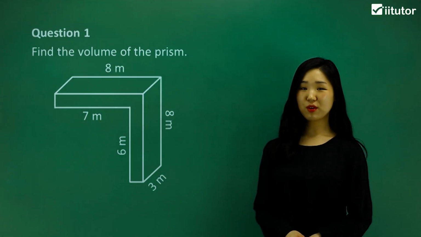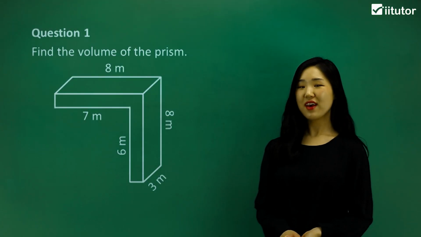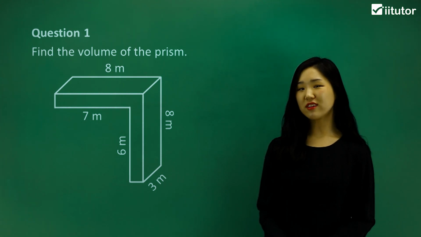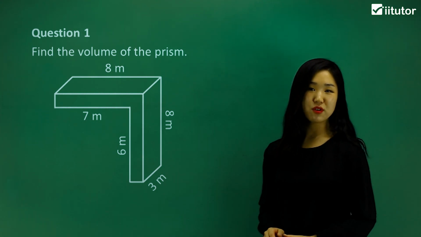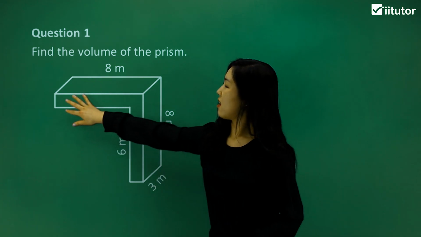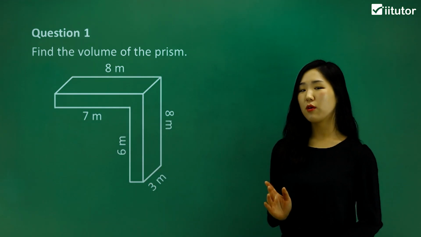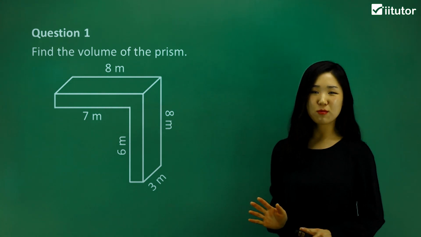Let's look at some volumes of composite prisms. So if you have a look on the board, we've got question 1 already. It looks like it's not really a regular prism, is it? I've got this part, and I've also got another part extended from it. So watch how I do this, guys. I'm going to try to do some splitting.